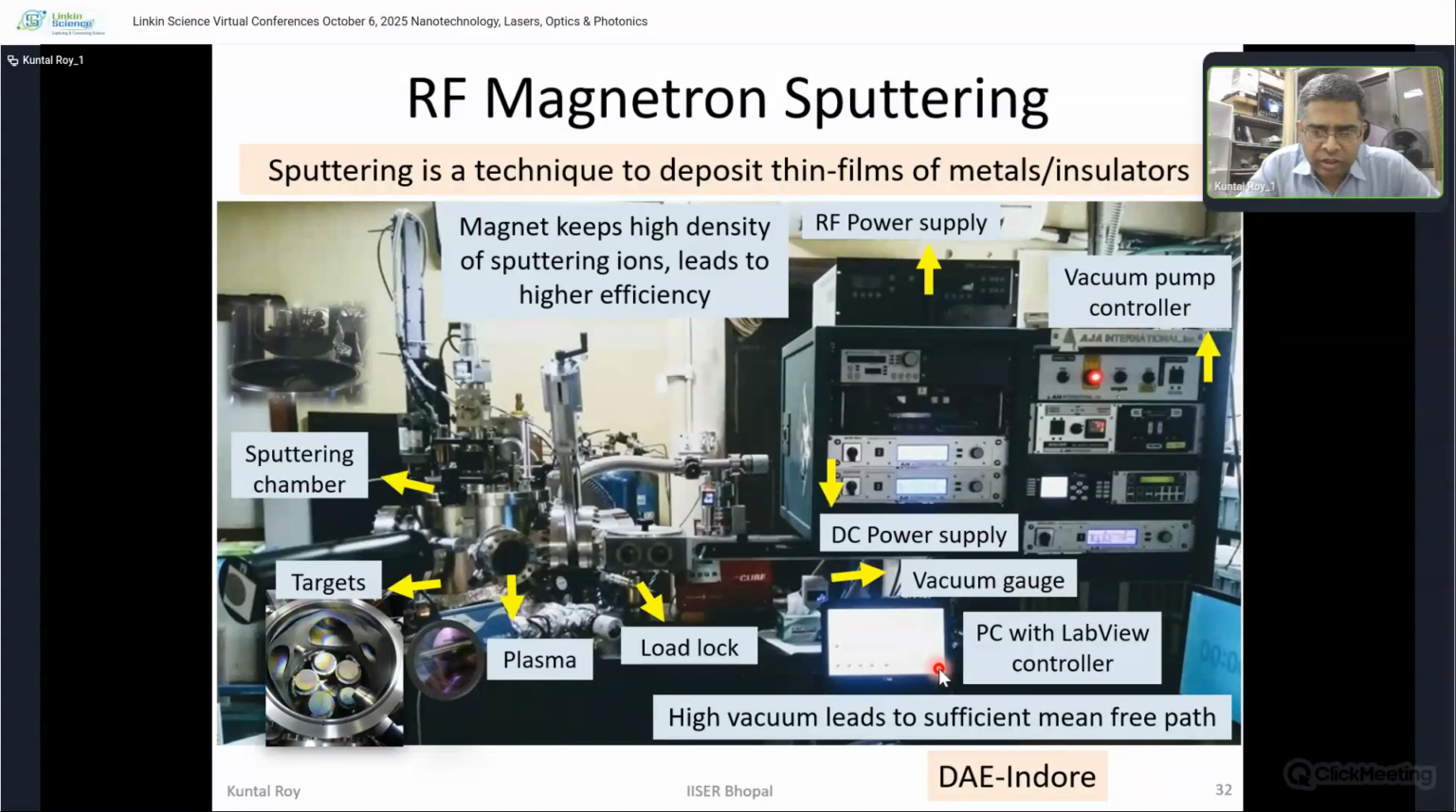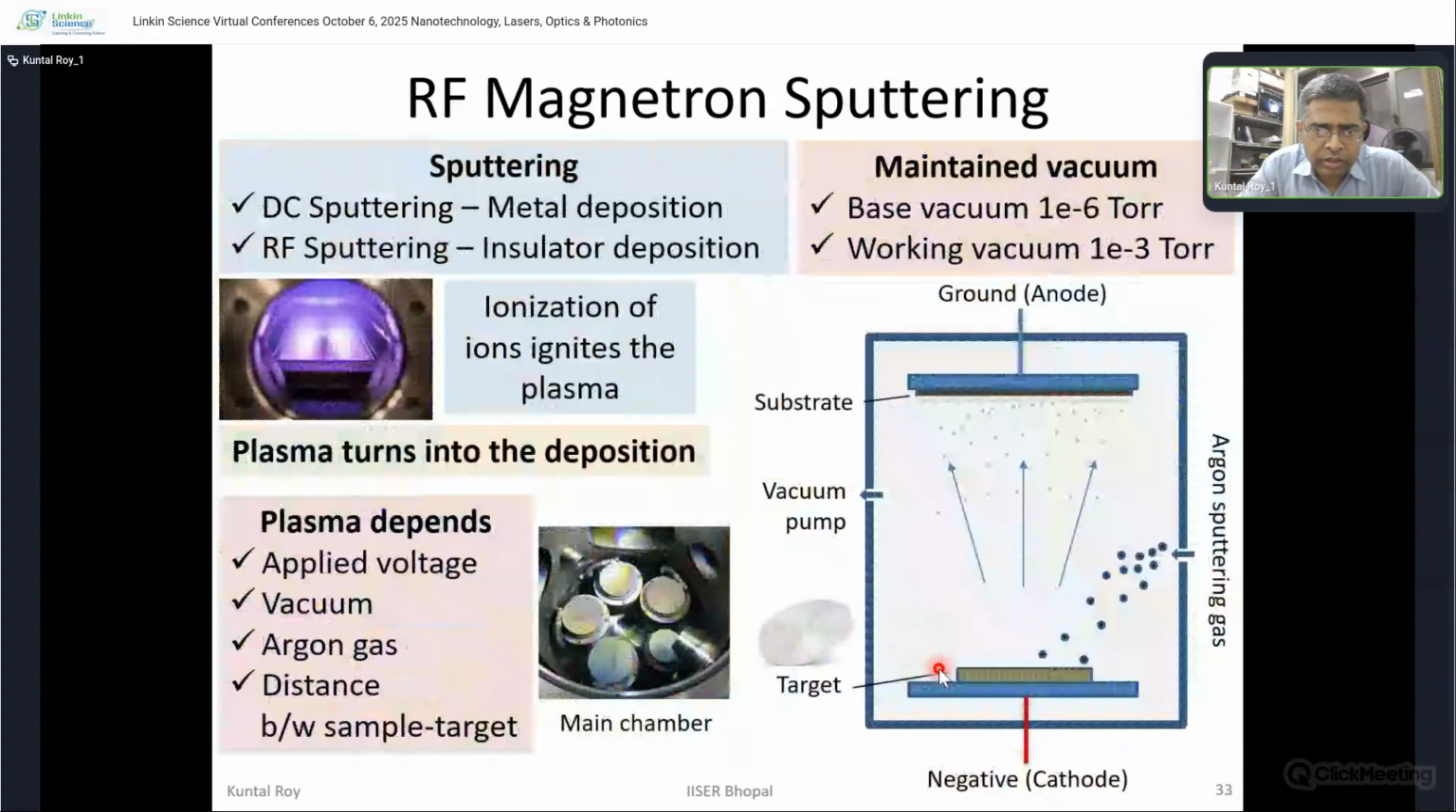Plasma is formed inside the chamber, with different colors depending on the materials. These are the main chambers, and here there are multiple materials that you can deposit one on top of another without breaking the vacuum. For example, for a multiferroic composite, we need to deposit two materials that are in intimate contact, right?